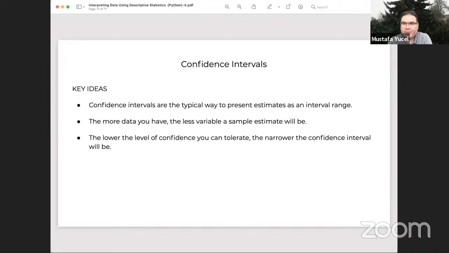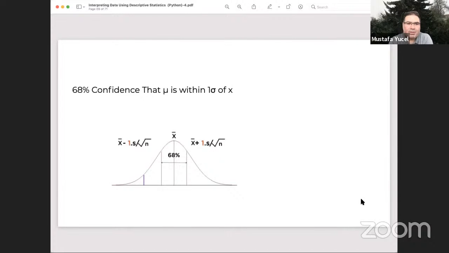Here are some questions. I think there is a question about here.